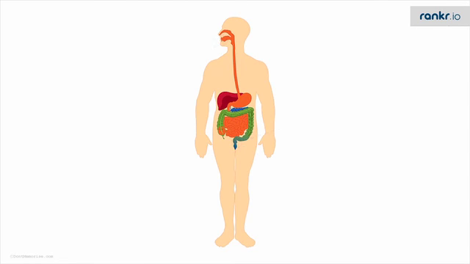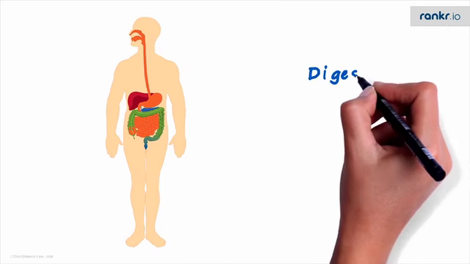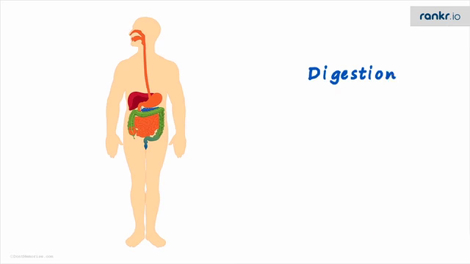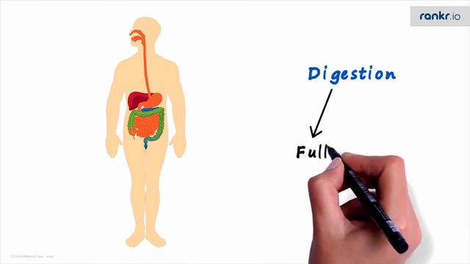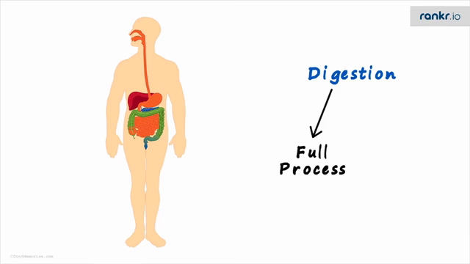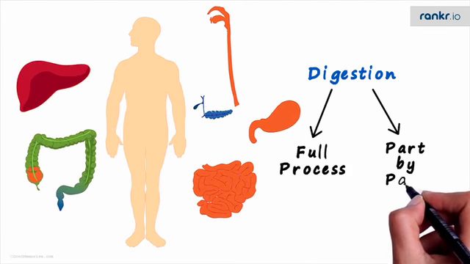Look at the figure. It has many parts which perform various functions of breaking down the food we consume. We will break down the topic of digestion into two parts. First, we will look at the entire process of digestion in the simplest possible way and understand why we need it. And second, we will look at each part in detail.